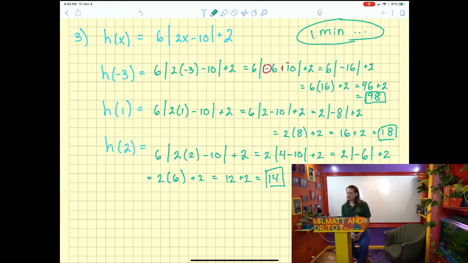And h of 2, we have 6 times the absolute value of 2 times 2 minus 10, quantity plus 2. 2 times 2 is 4. 4 minus 10 is negative 6. The absolute value of negative 6 is just positive 6. So 6 times positive 6 is 36, plus 2 will give you 38.